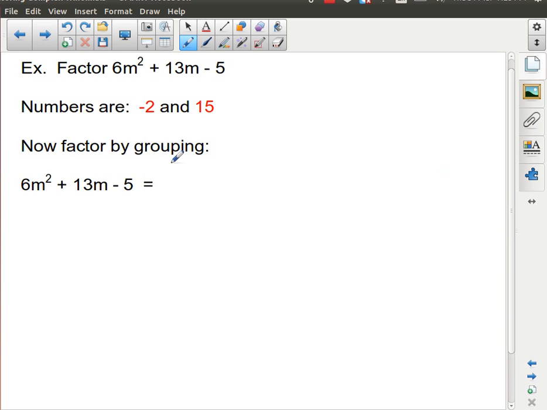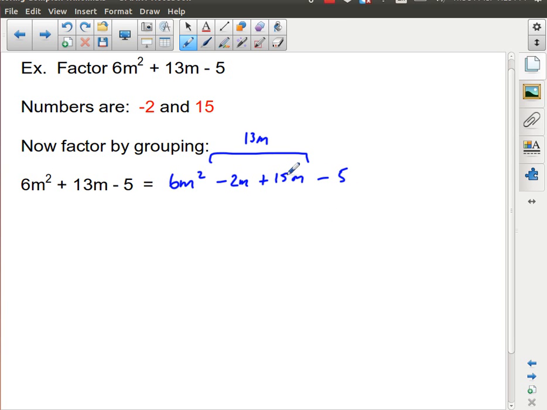Okay, so now that we've done this, we know that the number 13 can be broken up into -2 and +15. So what we do now is we rewrite this as 6m squared, but instead of 13m, I write it as -2m plus 15m. So I have broken this middle term. That used to be 13m. And I have -5 on the end.